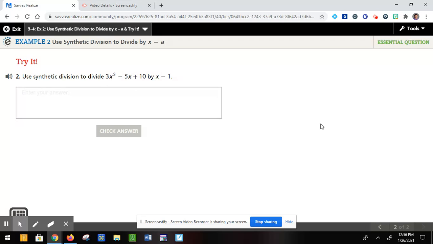So why don't you try it yourself? Set it up the way that we just looked at in the last example. Give it a try, and then come back after you unpause.